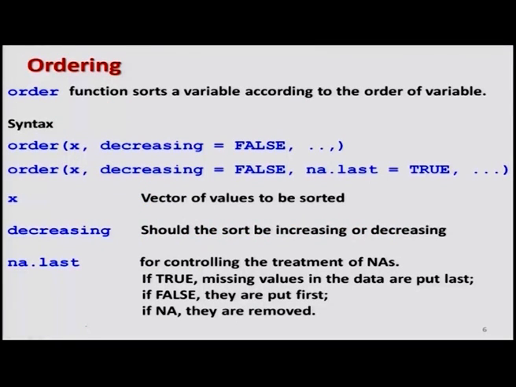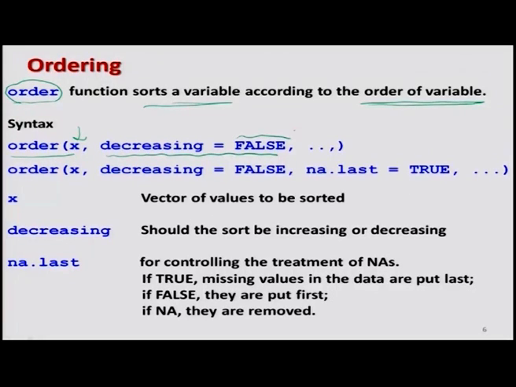Now, we consider the ordering of the data. The ordering of the data can be done using the function order. This order function sorts a variable according to the order of the variables. The syntax is simply order and the values contained in the vector, say x, and now you have to decide whether this arrangement has to be in decreasing order or in increasing order. That can be controlled by writing false or true.